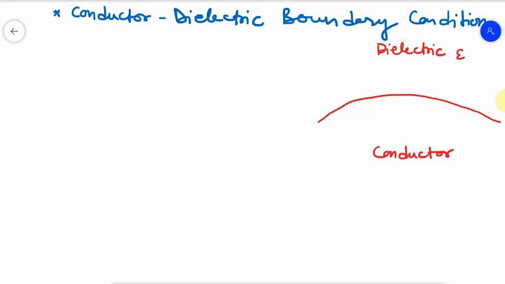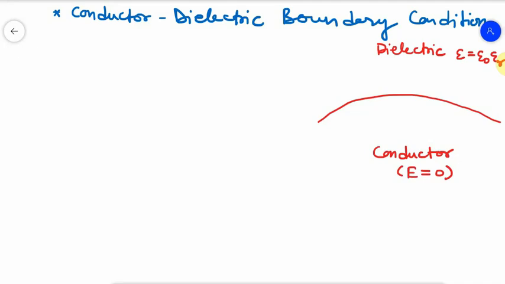The permittivity of this dielectric is epsilon, which can be written as epsilon 0 epsilon r, that is, absolute into relative permittivity. In the conductor, if the conductor is perfect, the conductivity is infinite, and the electric field inside a conductor is 0. So for the conductor, E is 0.